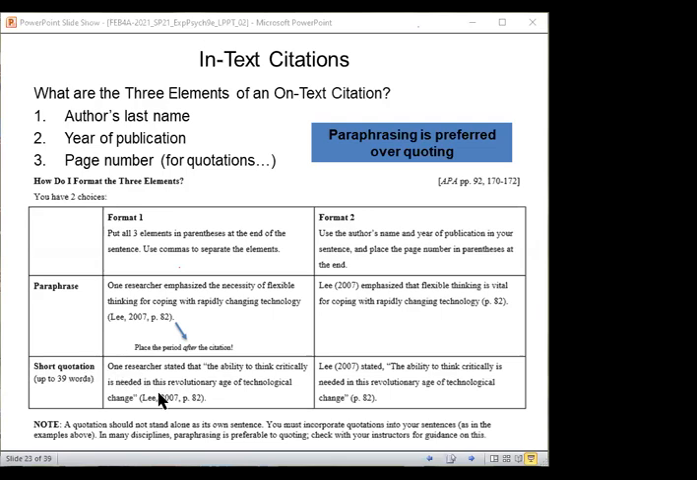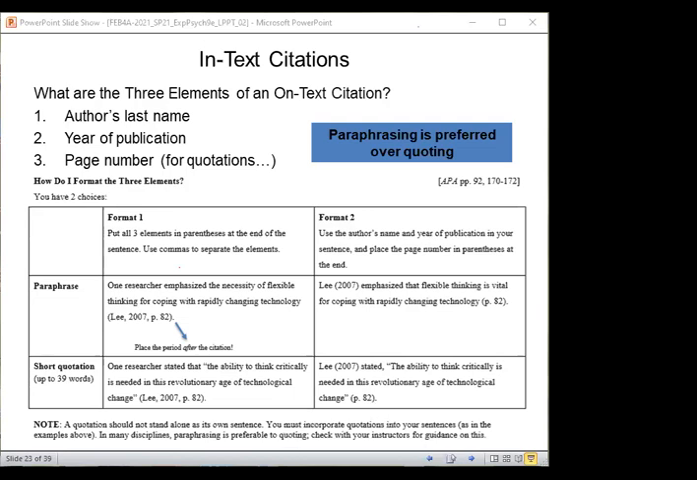And here's an example of a short quotation. I'm not fond of short quotations in papers particularly. I know a lot of students use them just to take up space. All right, a short quotation. One researcher stated that, quote, the ability to think critically is needed in this revolutionary age of technological change, end quote. And then we have the citation here, Lee, 2007, page 82, then the period. Or over here, Lee 2007 stated, and then the same basic idea, just having the quotations listed, and the page number here.